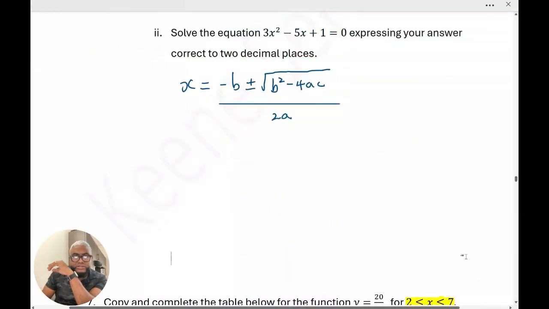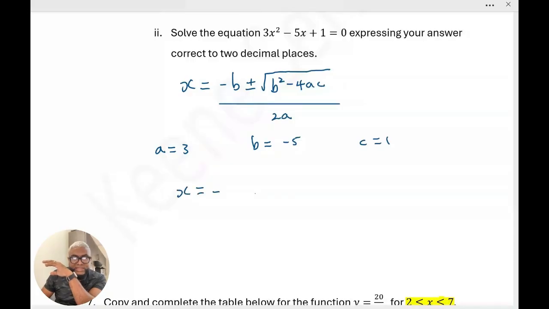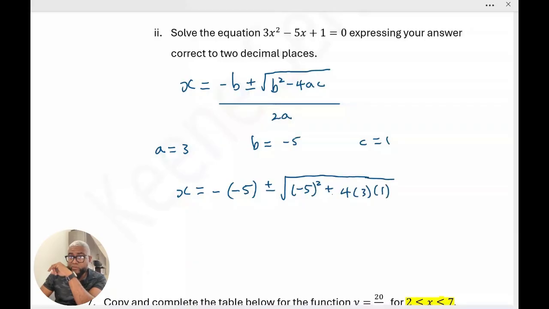Right. So I'm going to write down what a is. a is equal to 3, b is equal to negative 5, and c is equal to 1. So x will be equal to negative of negative 5 plus or minus, I put this in our bracket, right? The square root of negative 5 squared plus 4 by 3 by 1, all over 2 by 3.